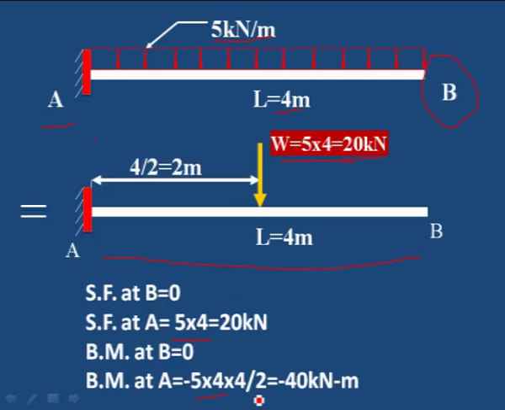Therefore 5 into 4 into 4 by 2. 5 into 4 is the load acting, and it is acting at a distance of 4 by 2, half of the distance. Therefore 40 kilonewton meter is the bending moment at A. Bending moment at B is 0 and bending moment at A is maximum. And shear force at B is 0 and shear force at A is maximum, 5 into 4, 20 kilonewton.